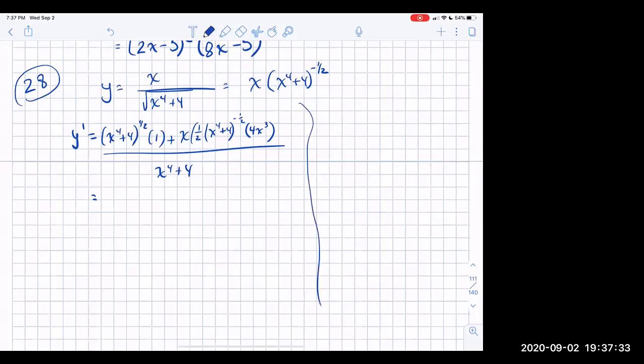Just saying. So looking at this, I've got the square root of x to the 4th plus 4 on top, plus 4x cubed times x, which is 4x to the 4th, times 1/2, which makes that 2x to the 4th, okay, over the square root of x to the 4th plus 4 over x to the 4th plus 4. Yay.